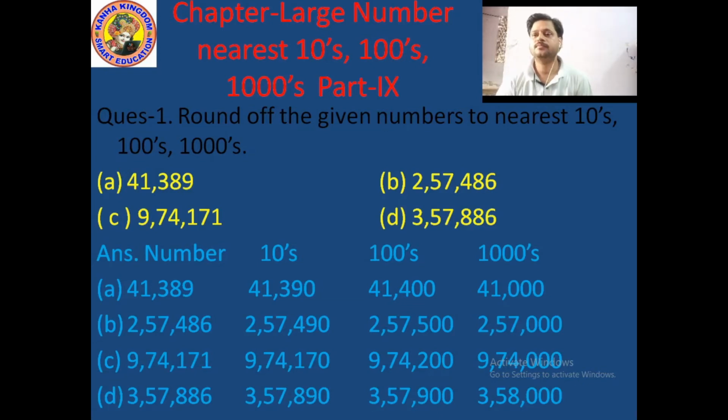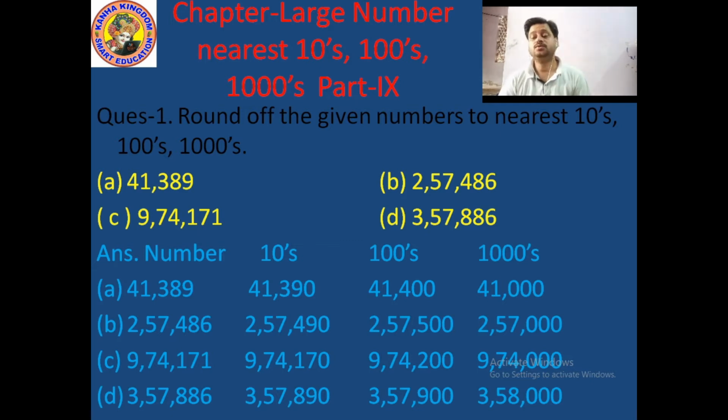Once again I will start your first chapter, and the name of the first chapter is Large Numbers, and this is Activity 5. This activity is related to your nearest number. Which nearest number? Nearest 10, nearest 100 and nearest 1000.